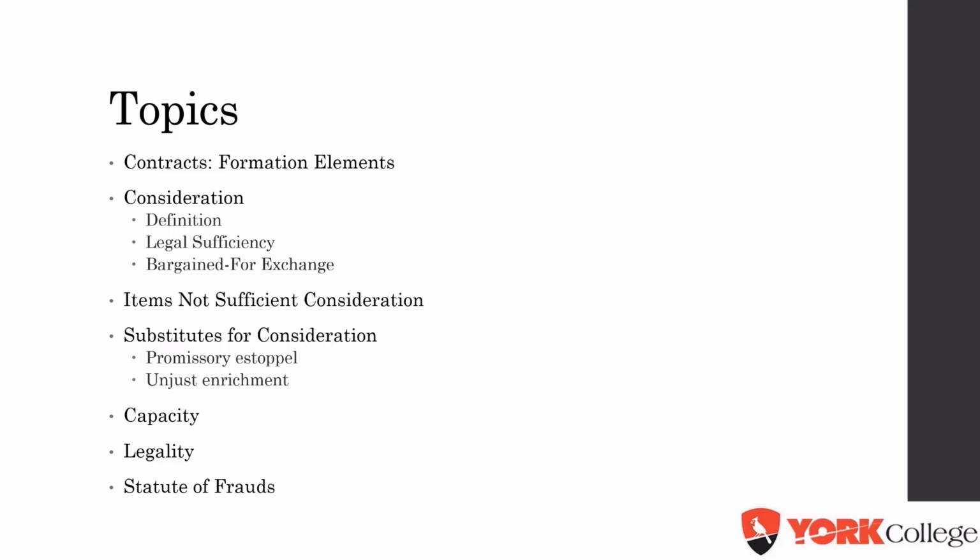So in our previous class, we went over the first element of mutual assent, and for this class, we'll go over the second element of consideration. We'll look at items not sufficient for consideration. We'll look at substitutes for consideration. Then we'll look at the third and fourth elements for formation, which are capacity and legality.